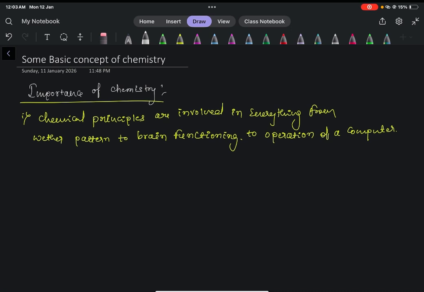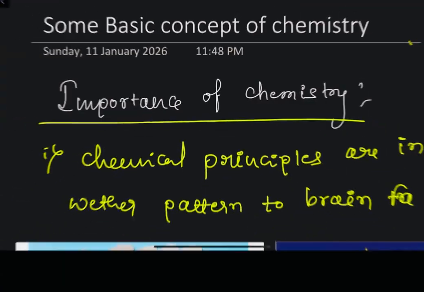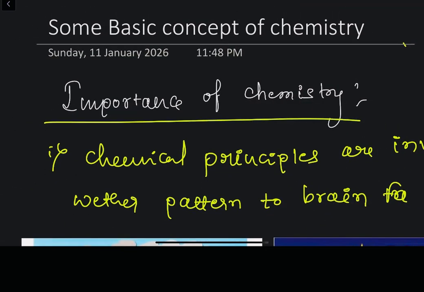Determination of empirical and molecular formula for a compound. So these many things are there in this entire chapter. We'll discuss one by one. Today is the first class, so we'll go with the importance of chemistry. So we will first understand what we mean by chemistry.